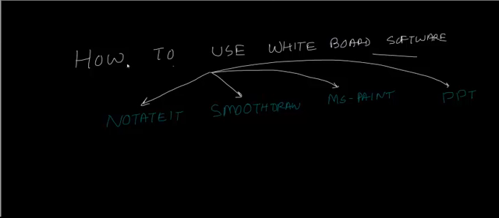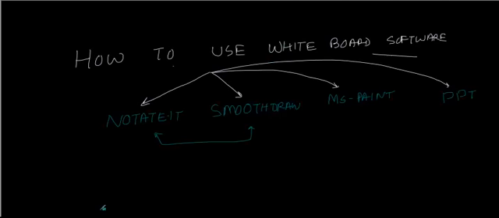Hello, in this video we are going to explore how you use whiteboard software to scribble. As you know, there are different types of software that we explained in the first video. One is called Notate-it, Smoothdraw, Microsoft Paint, PowerPoint. In this video I'm going to mostly focus on these two tools to explain how we are going to use these two tools to scribble effectively.